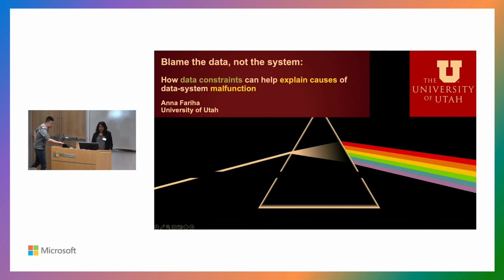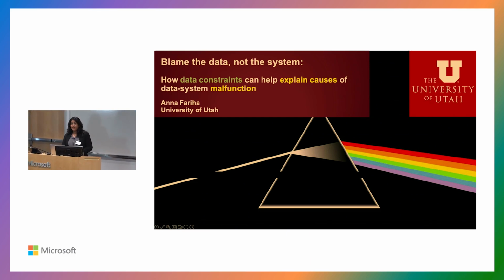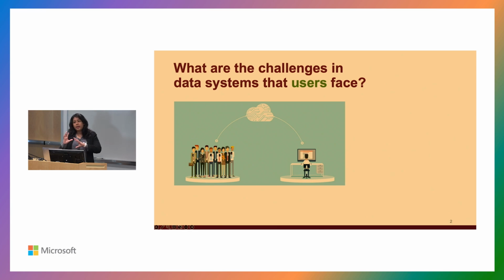Thank you, everyone, for inviting me for this talk. So today I'm going to talk about how certain data constraints can reveal causes of malfunction in data systems that learn from the data. In other words, how can we blame the data or certain data properties to explain some observed malfunction in systems. So before I get started with the particular work that I'm going to talk about, let's just talk a little bit about what are the common challenges that users of data systems face.